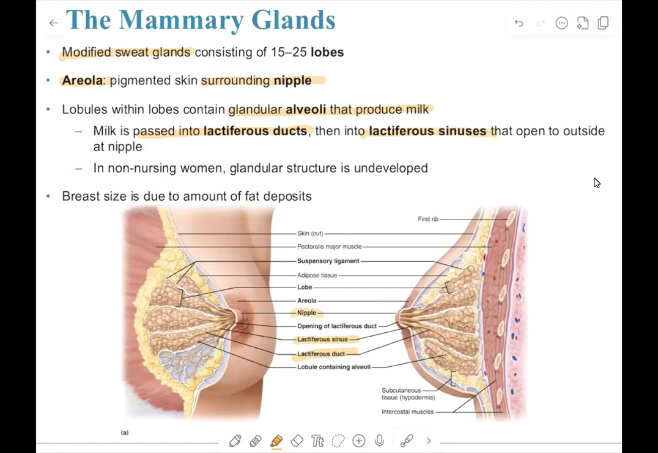In non-nursing women, the glandular structure is undeveloped, which makes sense. So lactation is going to be promoted by prolactin and oxytocin. So both of those promote or control lactation.